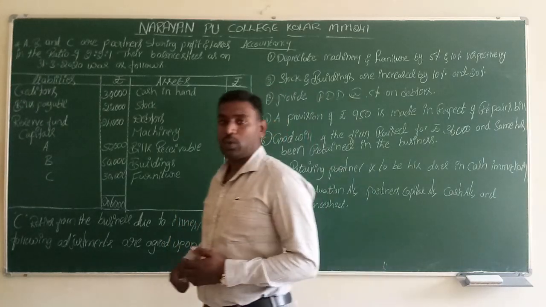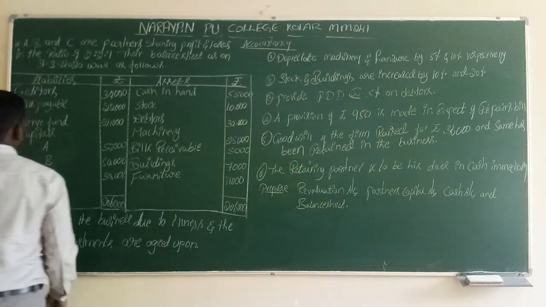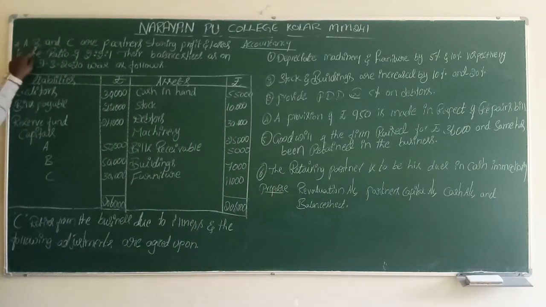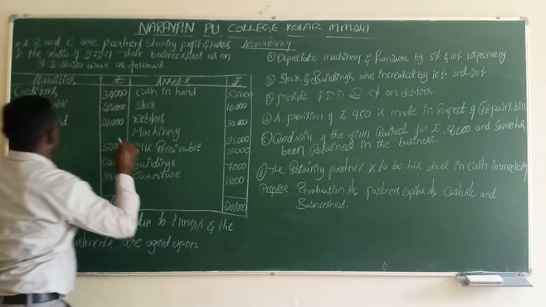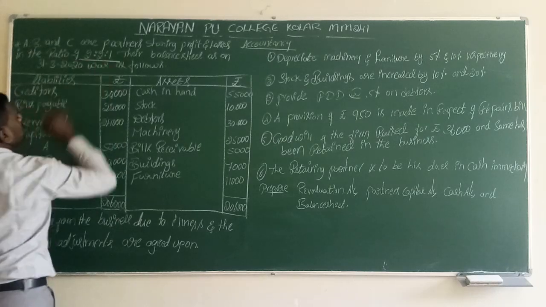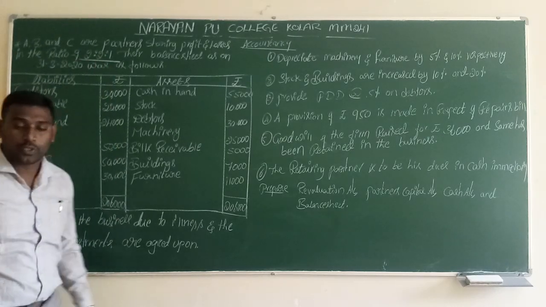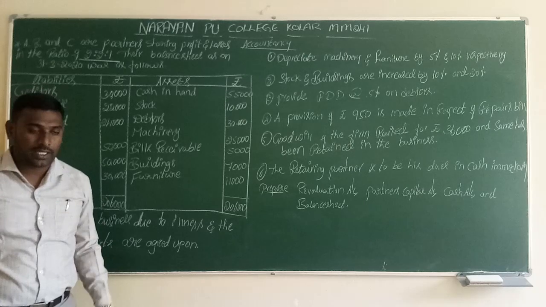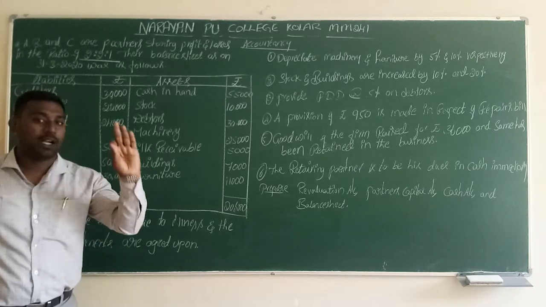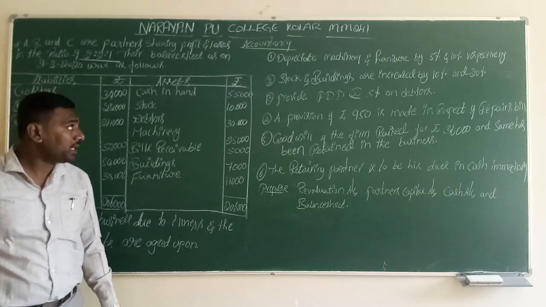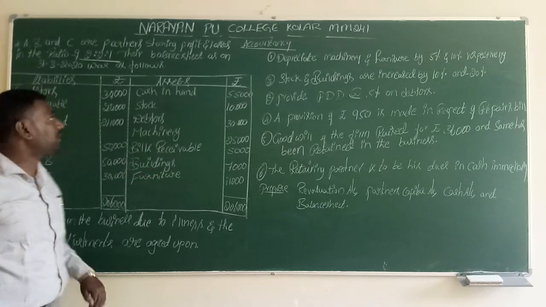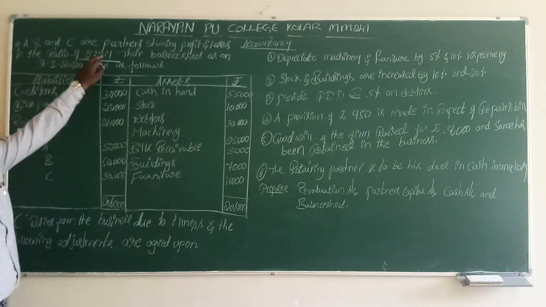So here the question is there. Question number 2. A, B and C, three members are partners sharing profits and losses in the ratio of 2:2:1. So here three partners are there, Mr. A, Mr. B and Mr. C. Three members are the partners. Their profit sharing ratio is 2:2:1.